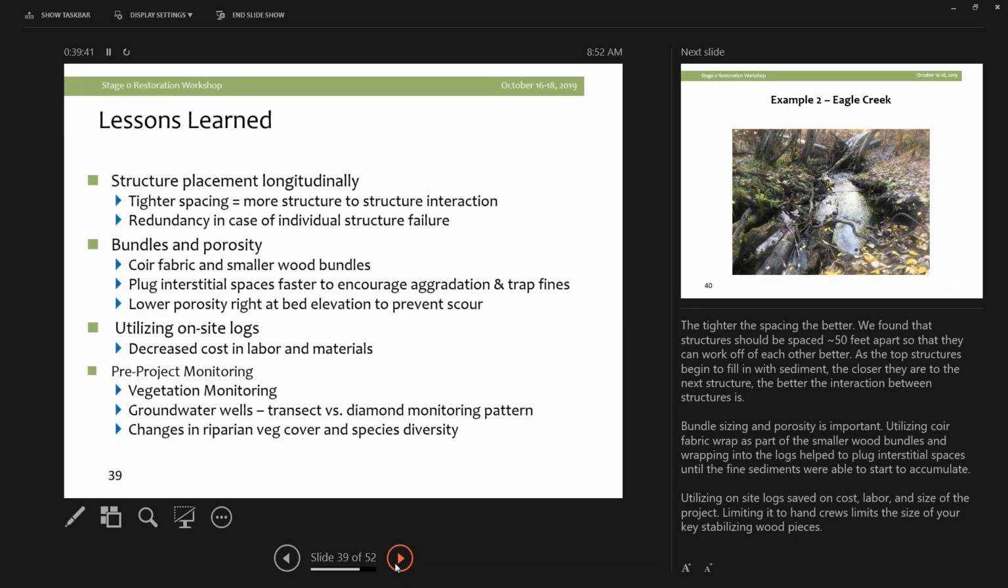Again, I sort of talked about some of the lessons about bundles and porosity, but we are utilizing coir fabric now to try and wrap these smaller wood bundles.